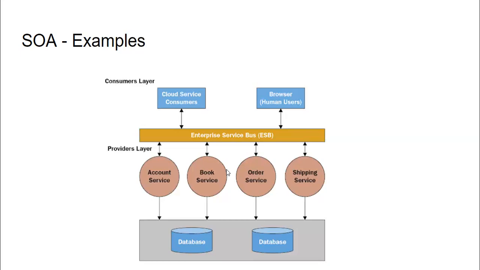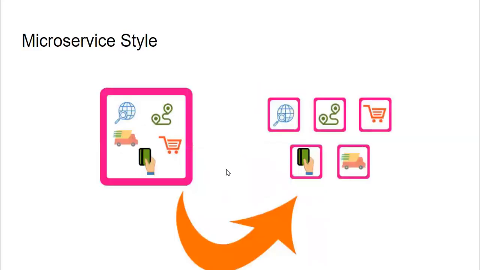So basically, the consumer's layer can have any kind of application that can interact with the SOA interface. And you can reuse the same provider's layer for a variety of front-end clients and endpoints. So this is all about service-oriented architecture. So let's now discuss about microservices architecture.